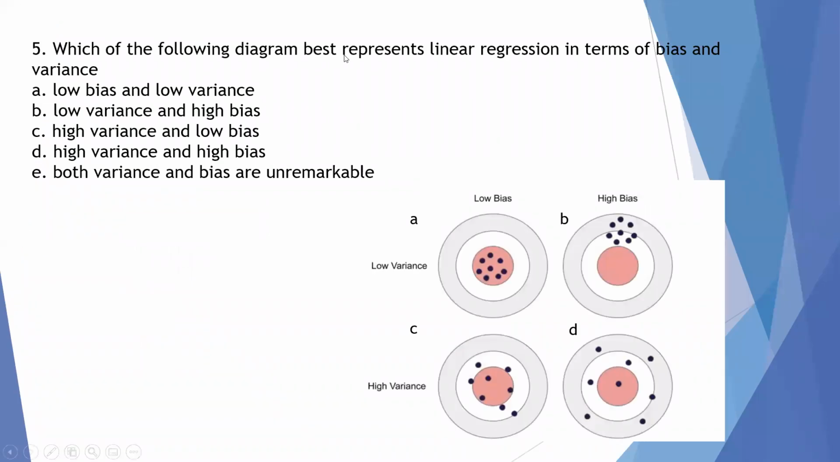Which of the following diagrams best represents linear regression in terms of bias and variance? Either it's A, low bias and low variance. Either it's B, low variance or high bias, this one. Either it's C, high variance or low bias, this one. Or D is high variance and high bias, this one. Or both variance and bias are unremarkable. Beta. Yes, beta is the right answer because in linear regression we have a higher chance of bias and low variance, so beta is the right answer.